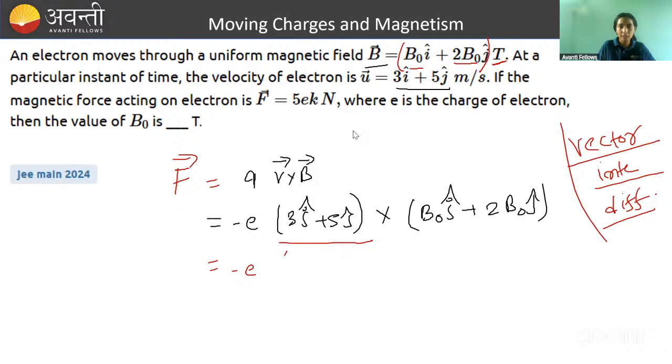This is minus e. Now do the cross product. So if you go on to do the cross, what is i cross i? What will be the value? 3i cross B naught i. So basically for the magnitude you will write 3 B naught multiplied by i cross i. What is i cross i? Anybody? What is the value of i cross i?